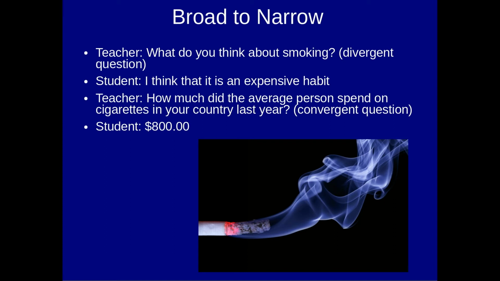And so the teacher asked a convergent question, a very specific question. How much did the average person spend on cigarettes in your country last year? Remember, there's probably only one answer for this because the teacher is limiting it to the discussion on cigarettes and how much people in their country spent last year. And the student replies, $800. So let's just say, there was a prior discussion on the cost.